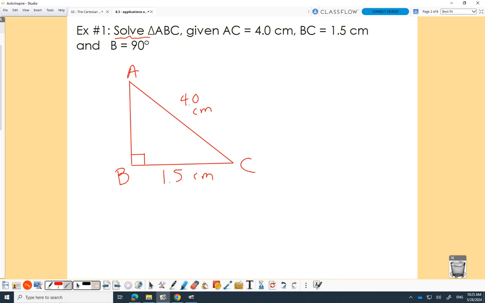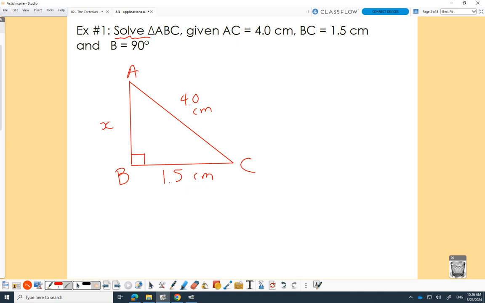Everything. Find everything. So I've got to find the angles and I've got to find the sides. The good news is right angle triangles are very repetitive. There's not going to be a lot of thinking here. And I like Chris's plan. I can see what I need, what I can find here. I can find this. I'll label it X.